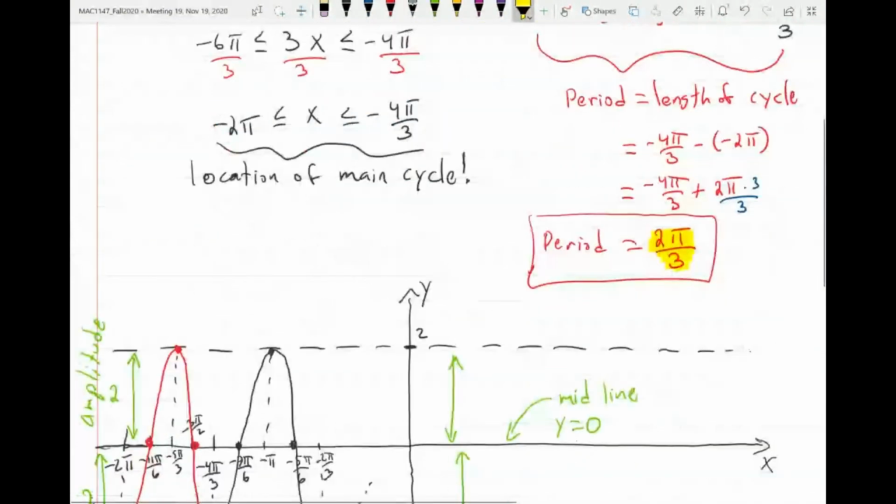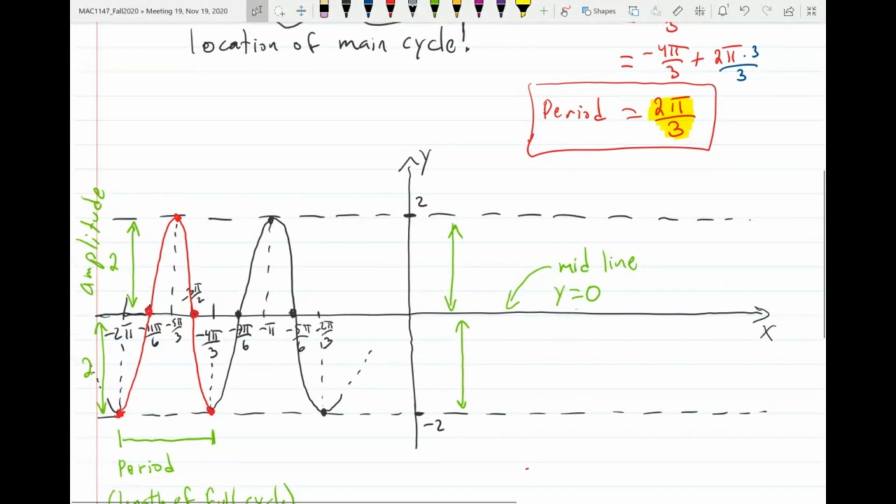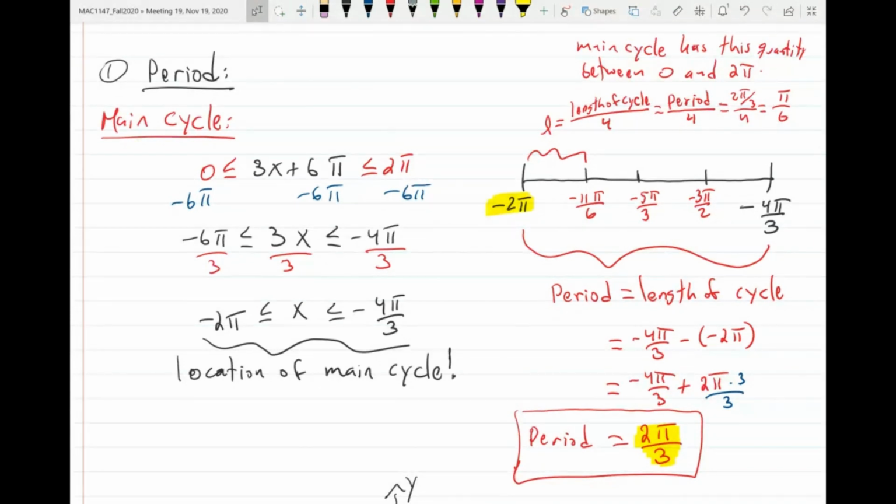Okay, now once we know the location of this cycle, that's it. Then you just graph. But to graph, we need to have some key points. And that's what we're trying to do next. Okay, so what are the key points? We have the main cycle, which is between negative 2 pi and negative 4 pi over 3. And then we know that we need to divide this into 4 equal pieces, because each of those will tell you the location of a key point to graph your picture. And so all you have to do is figure out what the remaining pieces are. And since you're dividing this into 4 equal pieces, you take the full length, which is the period, 2 pi over 3. You understand how to do this one, right?